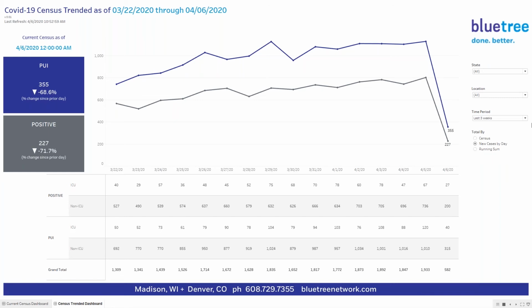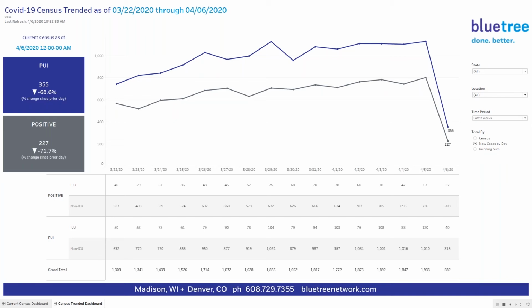Our second dashboard shows you trending data over time. The current view is new cases by day. This will show you the amount of new patients coming into your system on a daily basis. On the left-hand side, we have comparisons to yesterday. So in this particular instance, we can see that your put under investigation patients are down by 68%, and your positives are down by 71%.